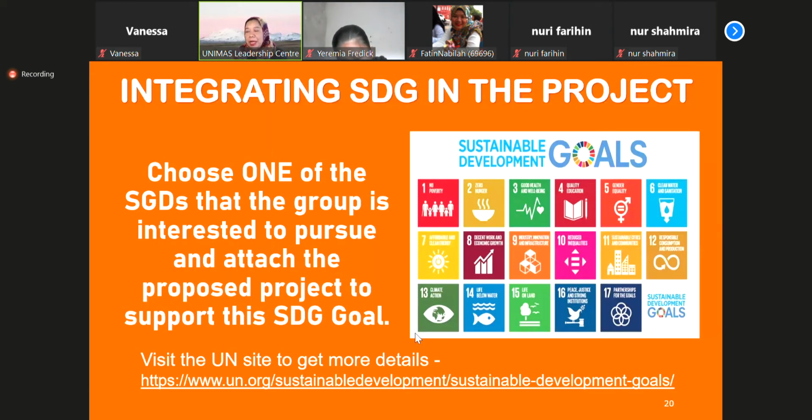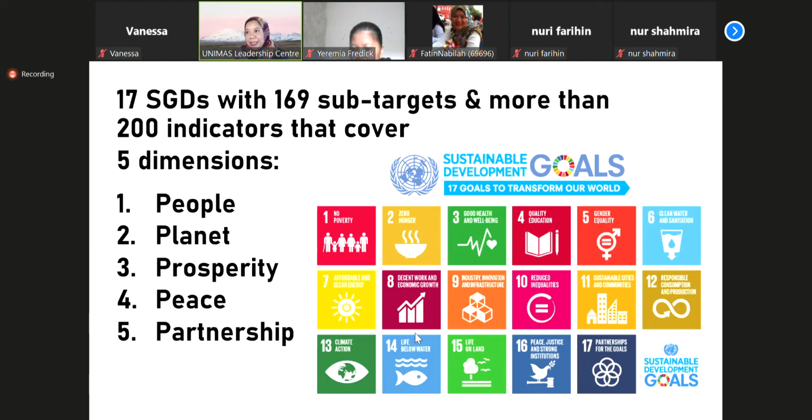Okay. So, SDG in the project. So why we choose SDG in the projects, you can revisit the sustainable development goals. Okay. And then dalam 17 SDG ada 169 sub-targets. So we are aiming for 5 dimensions: people, planet, prosperity, peace, and partnership. Okay, so in this case, you should understand the impact that the SDG has. So if you want to produce a problem, you want to pursue one of the SDG initiatives to cater for the needs.